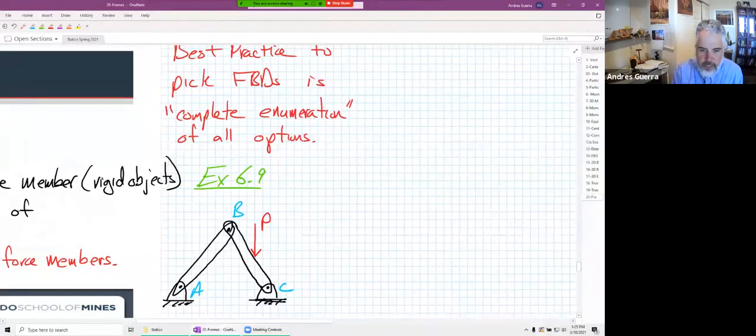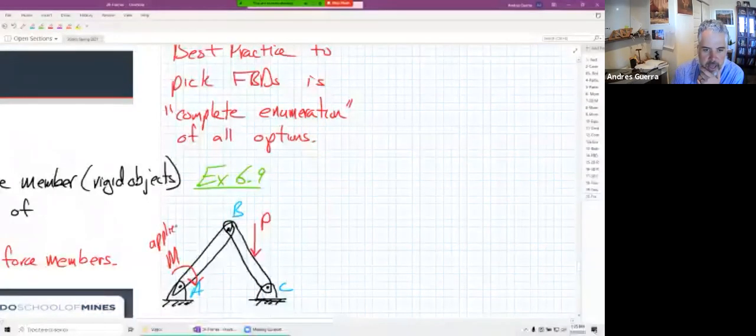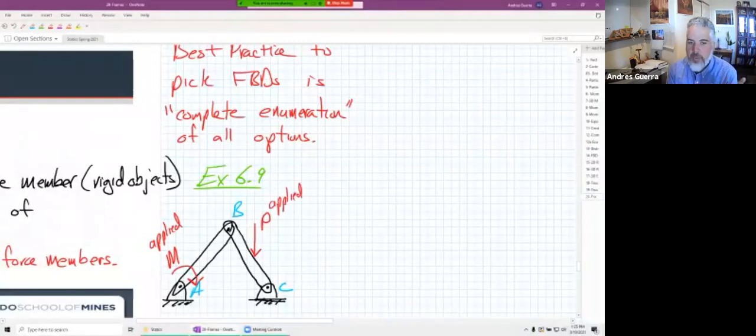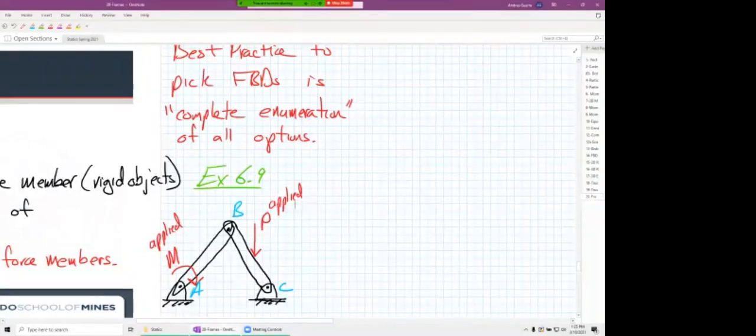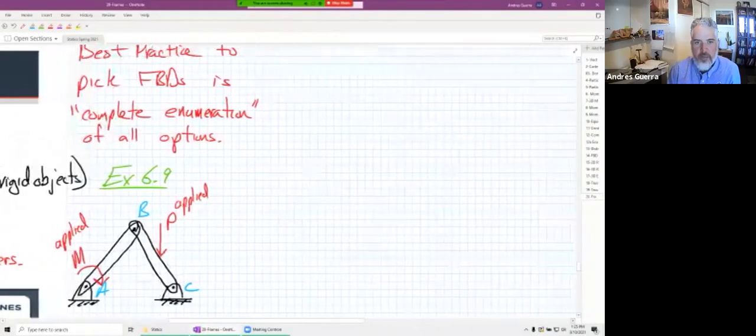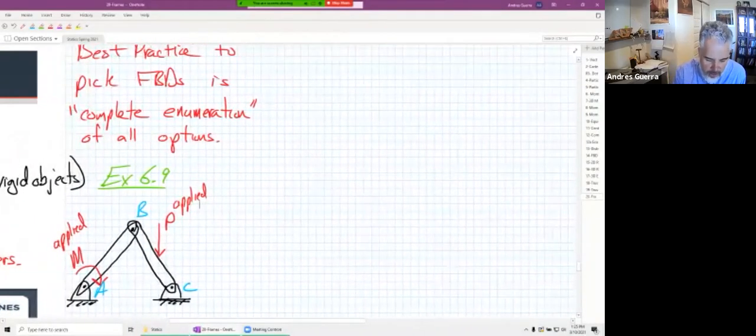Okay, now I'm going to add one more thing. I'm going to add a moment here. And so there's also an applied moment right there. So we have an applied M and we have this applied P to our system. A to B, when I didn't have M, was a two force. But now that I've applied a moment, both A to B and B to C are now both multi-force members. Okay, so what we're going to do is come up with a way to solve this problem. So let's look at all the possible FBDs, or complete enumeration.